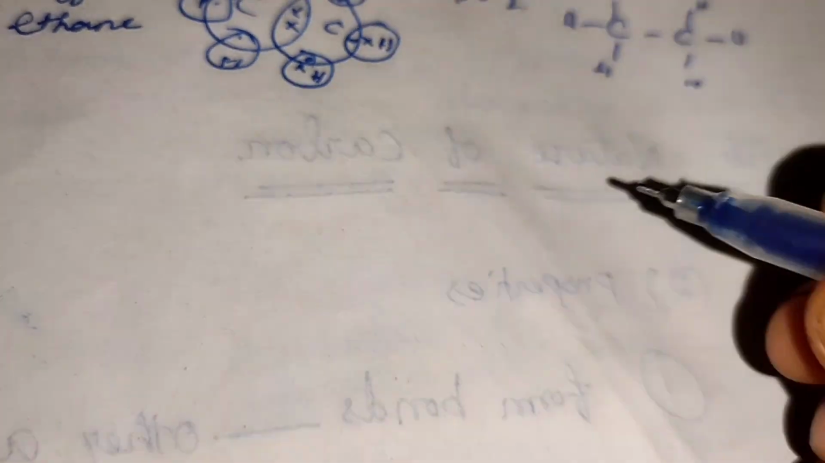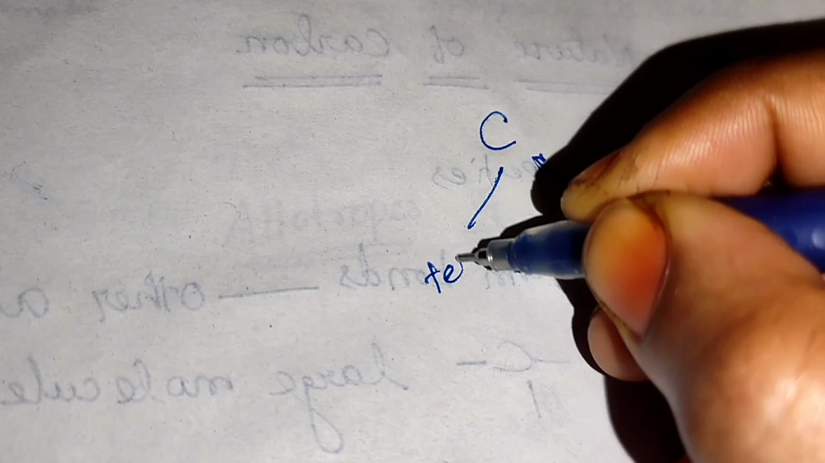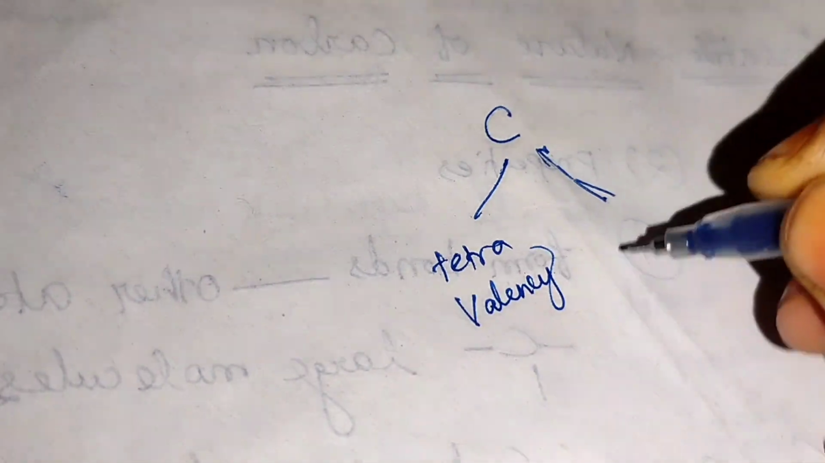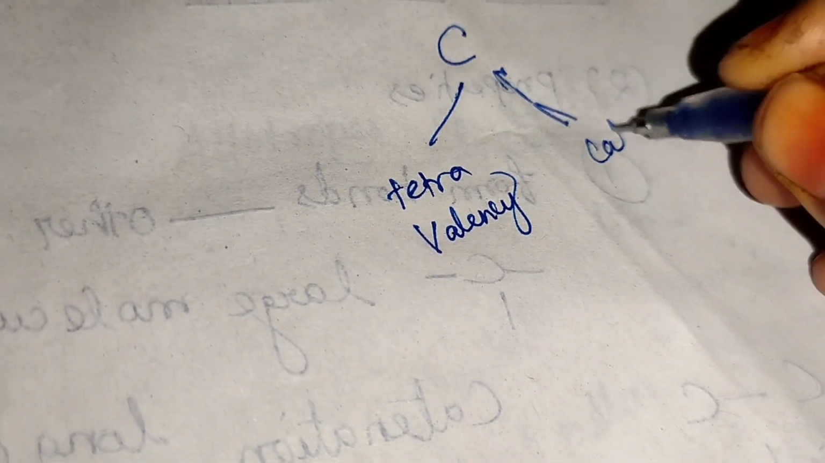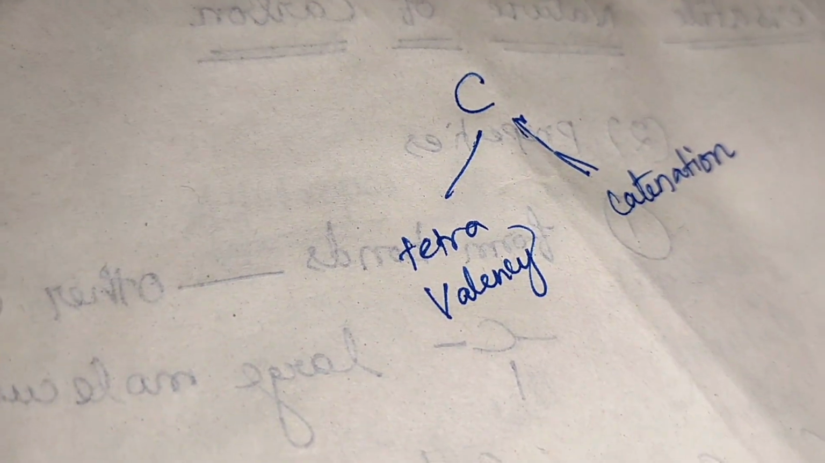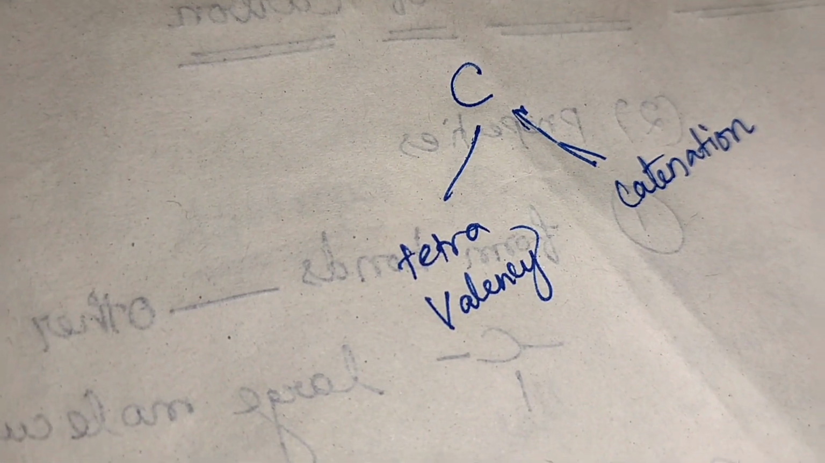We know carbon has 2 properties. What are the properties we saw? One is tetravalency. What does tetravalency mean? It has 4 valency. And the second one is catenation. Catenation means it has a unique ability to form chains, like it will form bonds with other atoms, like we saw.